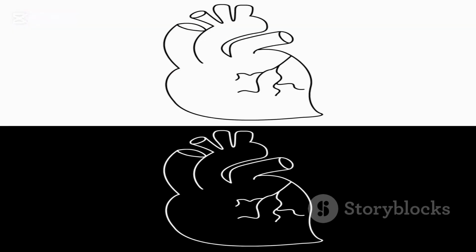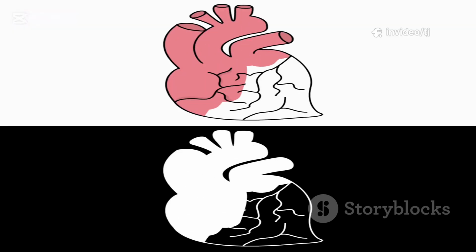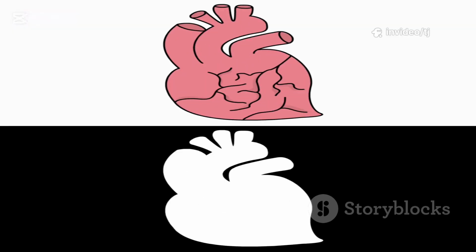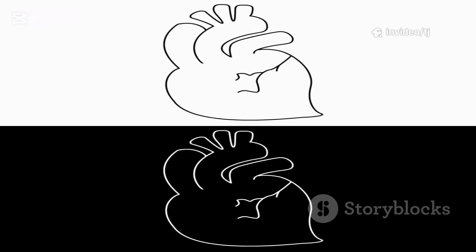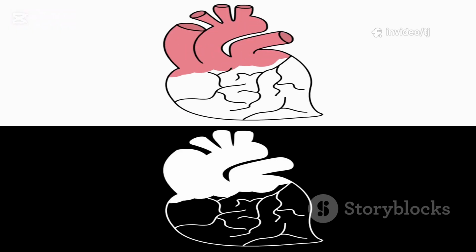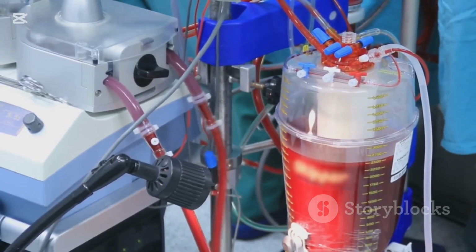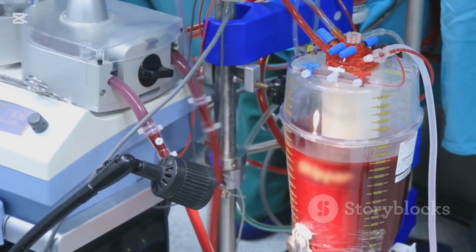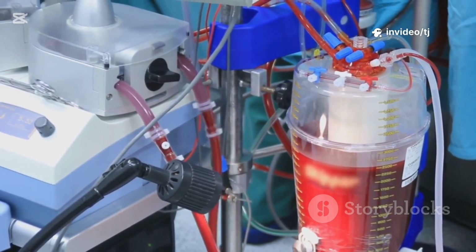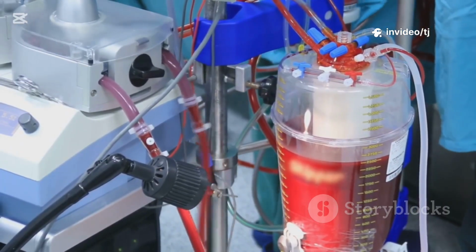Strain on the heart. The left ventricle must pump against this high resistance, causing it to thicken, hypertrophy, and potentially fail over time. Collateral circulation. The body may create detour blood vessels to bypass the coarctation. While helpful, this is a sign of a significant obstruction.